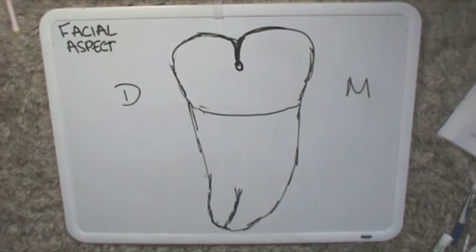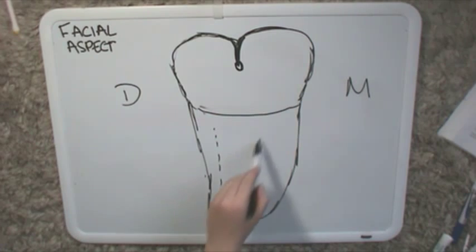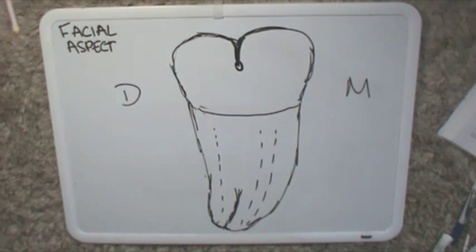Again, there are often two roots with three root canals, one within the distal root and two in the mesial root. The roots of this tooth are distally inclined. Compared to the second molar, they are usually shorter and closer together. Often they are fused as shown here.